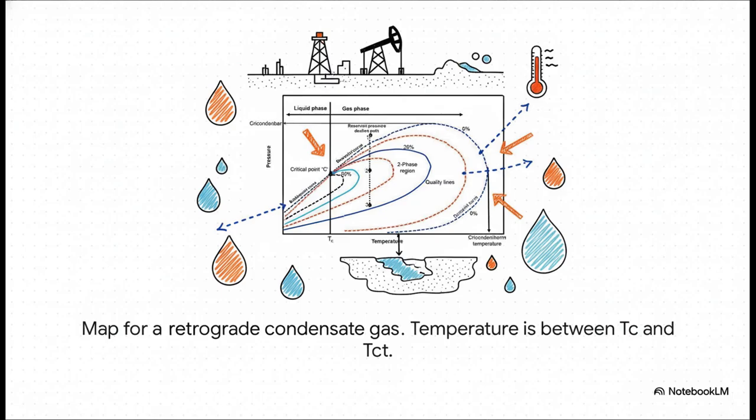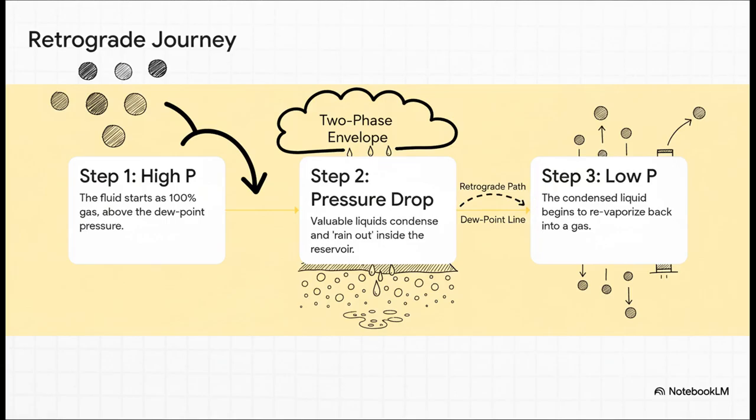This completely bizarre behavior is called retrograde condensation, and the secret to it is hiding right here on the map. You see, it only happens in reservoirs where the temperature sits in a very specific window, hotter than the critical point, but cooler than the absolute hottest point of the phase envelope, a spot we call the cricondentherm. Let's trace the journey. Okay, so let's follow the path.